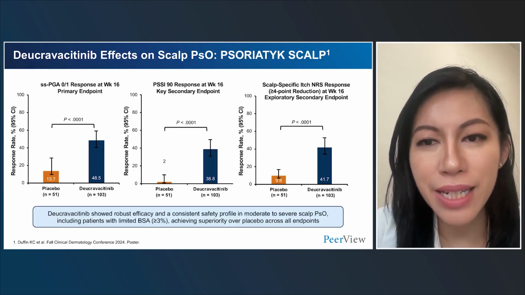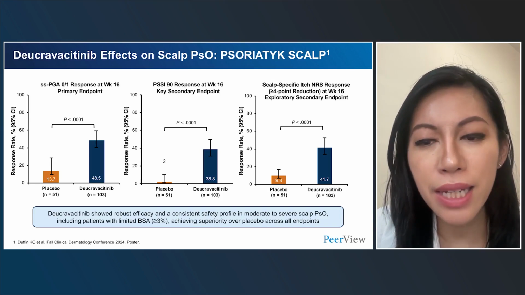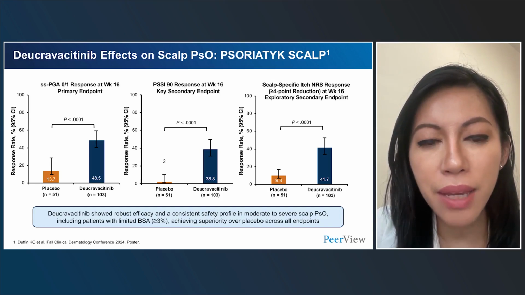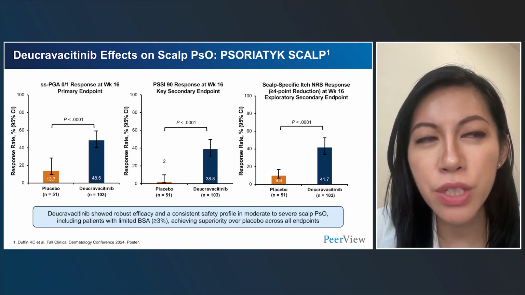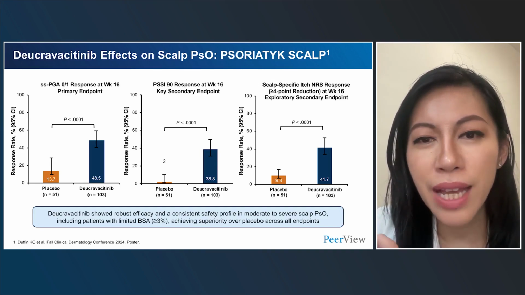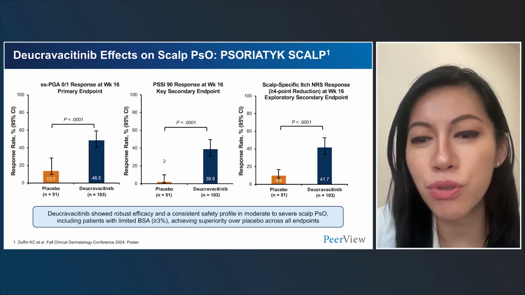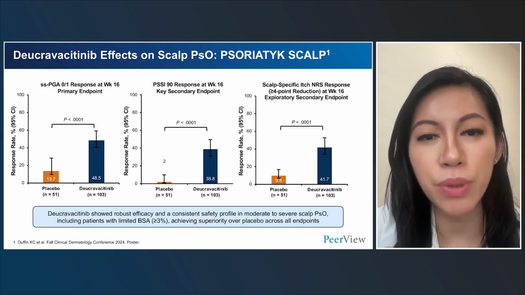Now, there was also a study called the psoriatic scalp study that specifically looked at patients who presented with moderate to severe scalp disease. So in this study, it's focusing on patients with moderate to severe scalp disease, and they may have limited body surface area. So this is important because for patients who have predominantly scalp disease but don't have much psoriasis elsewhere, that's oftentimes considered even more difficult to treat scalp disease. So it's a slightly different beast compared to the patient population that we talked about before.